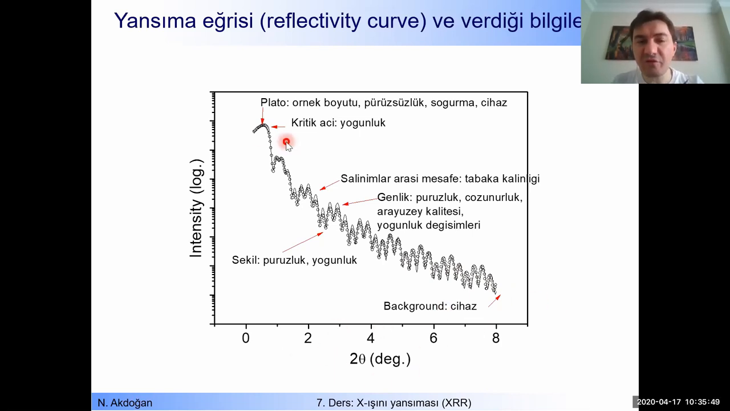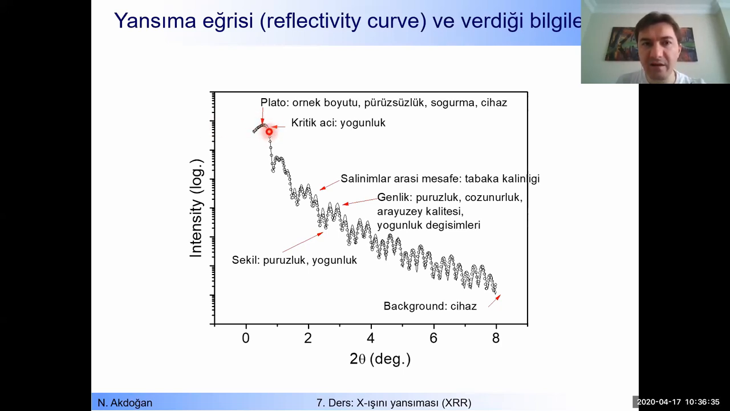Okay, so it has a general intensity behavior with 2 theta angle. So we have many features here: plateau here, sharp decrease in the intensity, and oscillations, okay, many oscillations. The amplitude of the oscillations is changing. So there is a background signal, okay, at the end. So all these things tell us lots of information about the sample under investigation. So the plateau here is affected by the sample size, roughness of the material, absorption, and also properties of the instrument, X-ray diffractometer. And critical angle here, what is this critical angle? So at the beginning, intensity is huge, okay, maximum intensity.